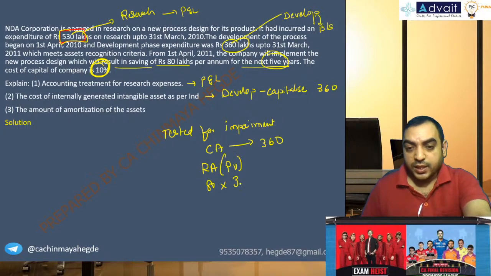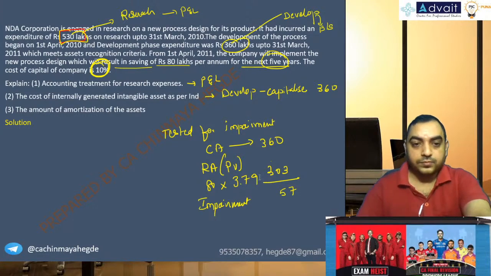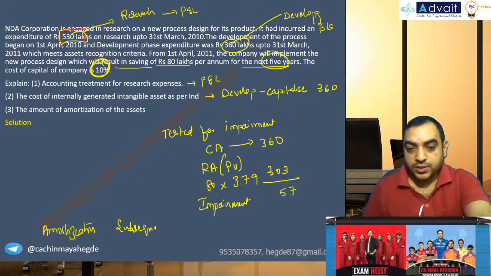I hope you know it. I think approximately 3.79, and I think this approximately comes to 303. Please confirm if this is fine. Therefore, impairment will be 57. And therefore, amortization subsequently, not for this year, is 303 over a period of 5 years, which is 60.6 per annum.